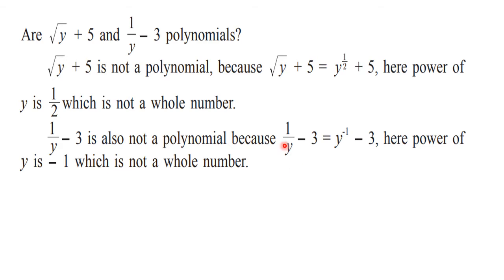So what you have to keep in mind here is that the index or the power of the variable should be a whole number. That means 0 or a positive number. Then only it is a polynomial. Otherwise, it is not a polynomial. Now, let's go ahead.